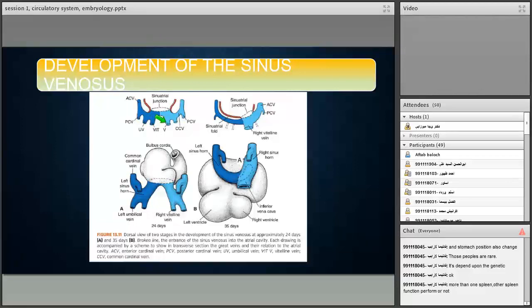The other vein is the umbilical vein. This one. And the third one is the common cardinal vein. The common cardinal vein receives the anterior cardinal and posterior cardinal veins.